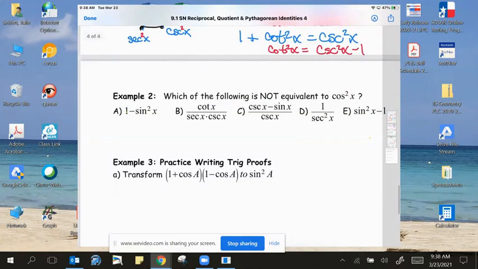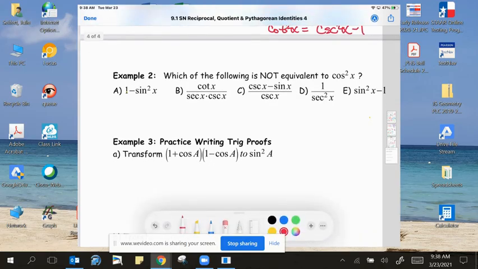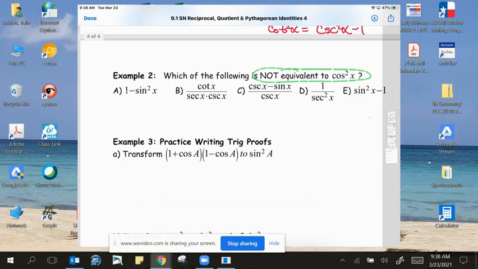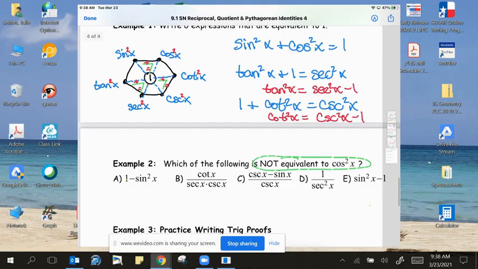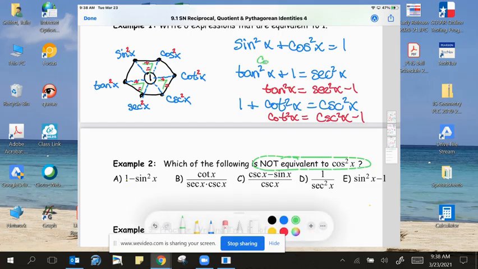So take a look at number 2. We are looking for what is not equivalent to cosine squared x. Not equivalent. Okay, if we look at these Pythagorean identities, if we look at A, 1 minus sine squared x. If we get cosine squared x by itself, it is 1 minus sine squared x. Watch that order when you subtract. Okay, so A really does equal cosine squared x. It's out.